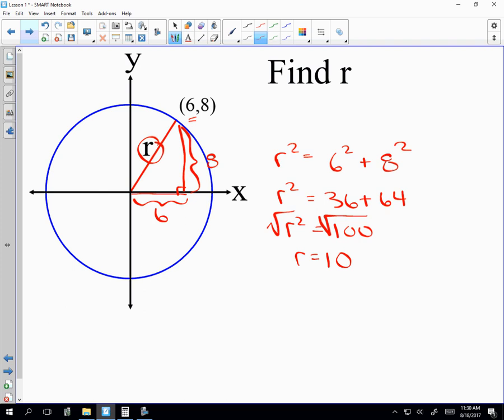So it's a very common process. There's only basically two types of problems we can ask in this scenario. We can either have you find the hypotenuse, or we can have you find a leg value.